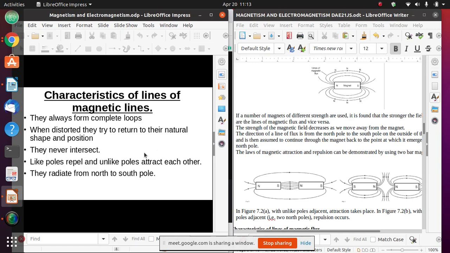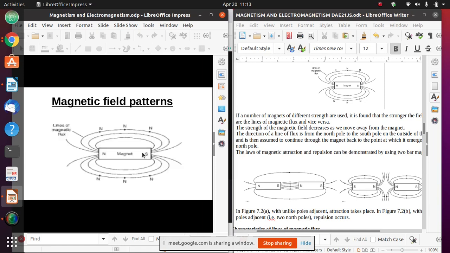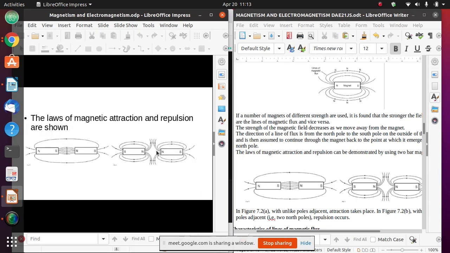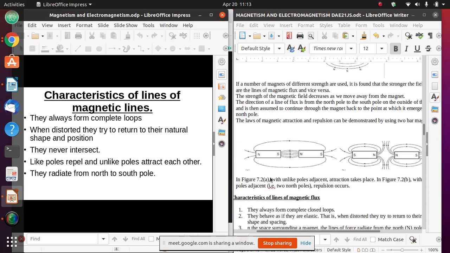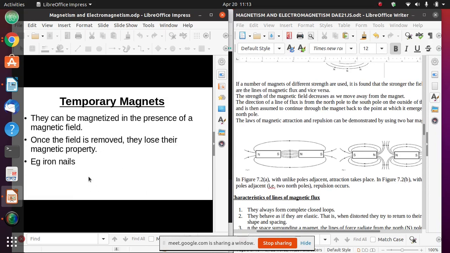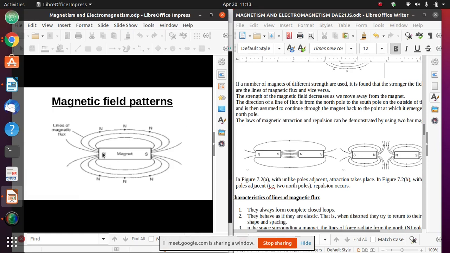Now, these lines of magnetism have properties, and I've listed some below. The first one is that they form a complete loop. It is assumed that once that flux comes out from the north pole, it will go to the south pole, and it will go through that magnet and form a complete loop.